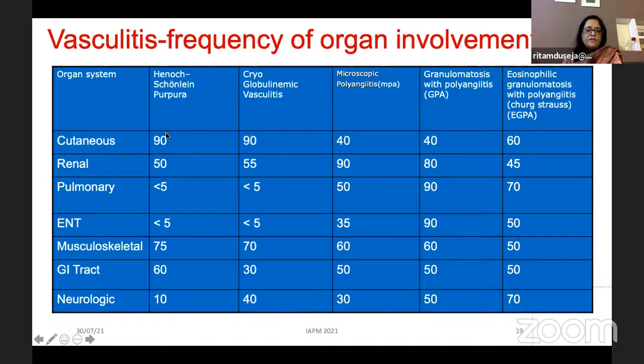And as you see, HSP, which is an IgA vasculitis or immune-mediated vasculitis, tends to involve skin, GI quite often, and kidneys. Cryoglobulinemia tends to involve skin, kidneys, and musculoskeletal system.